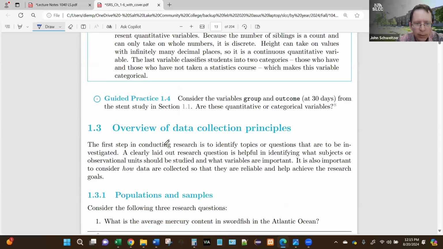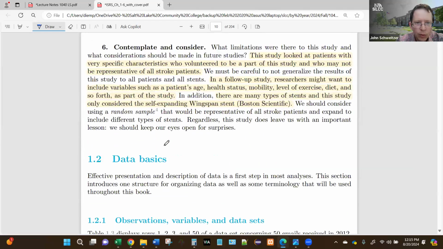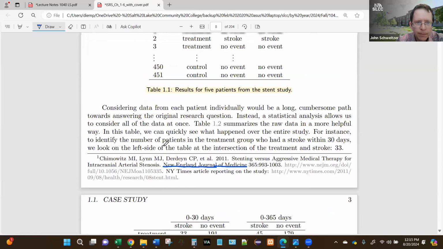Hold on one second. Where did my data go? I guess it's back up here. Yep. Oh, there it is.